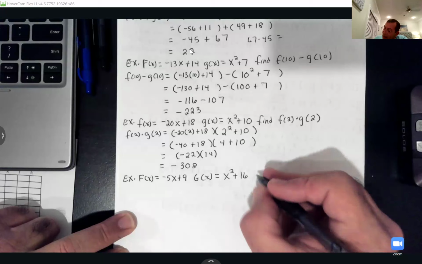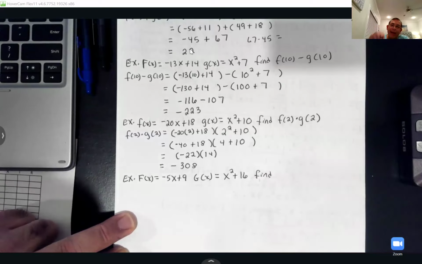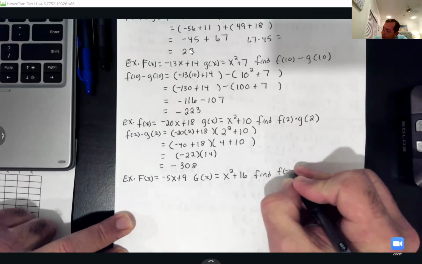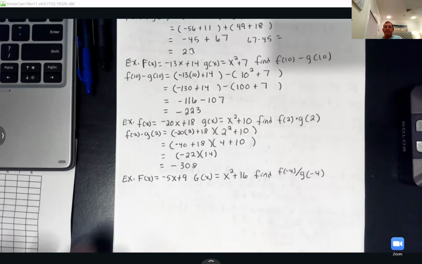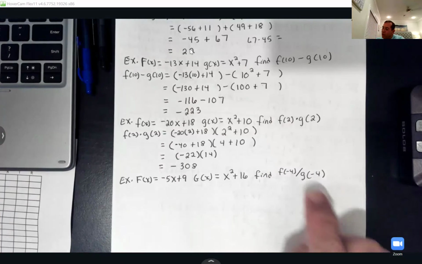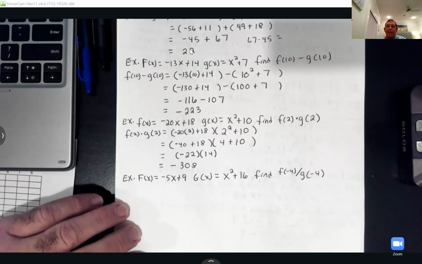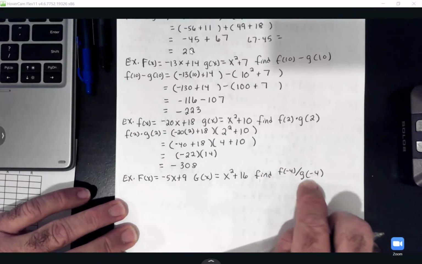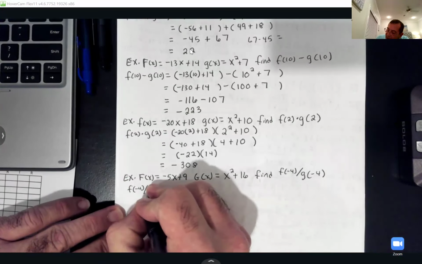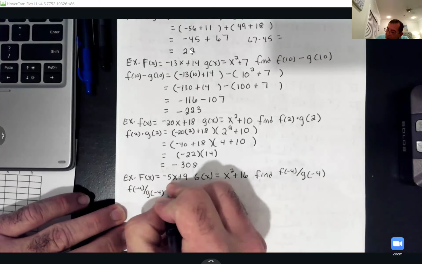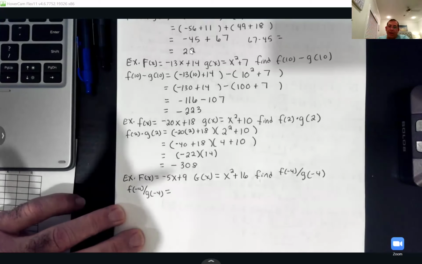So what do they want me to find? They want me to find f of negative 4 divided by g of negative 4. And that's another one of those, they could have said f divided by g of negative 4, okay? So it looks like we got a little division going on. So f of negative 4 divided by g of negative 4. And when I got division, I always make mine look like a fraction there, okay?